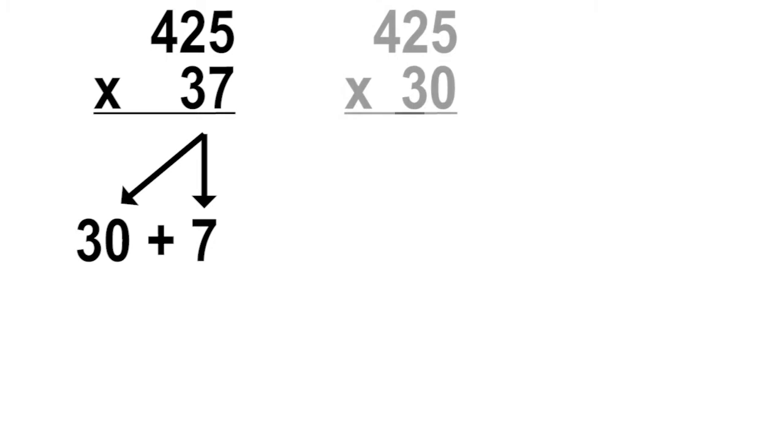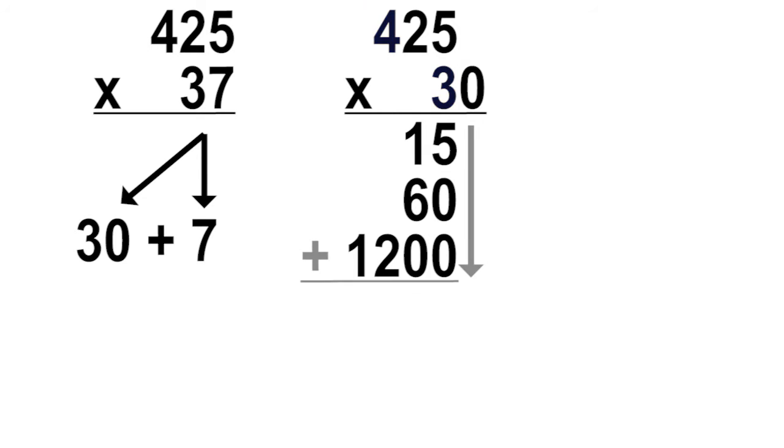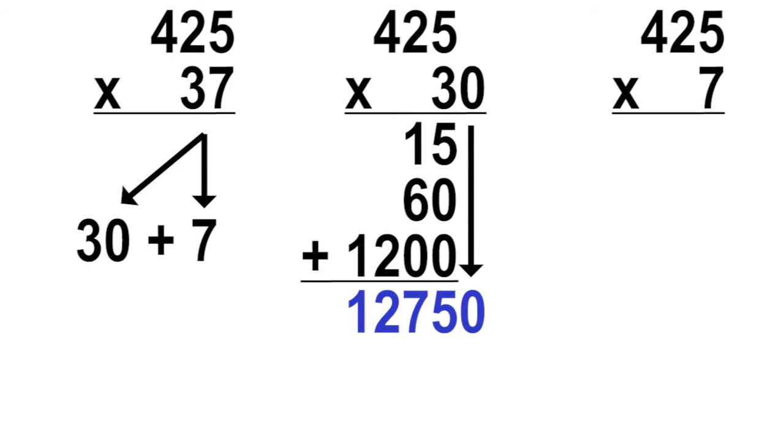First, we multiply 425 by 30. We slide the 0 to the right and add it at the end. 5 times 3 is 15, 20 times 3 is 60, and 400 times 3 is 1,200. Altogether, this totals 12,750. Next, we multiply 425 times 7.